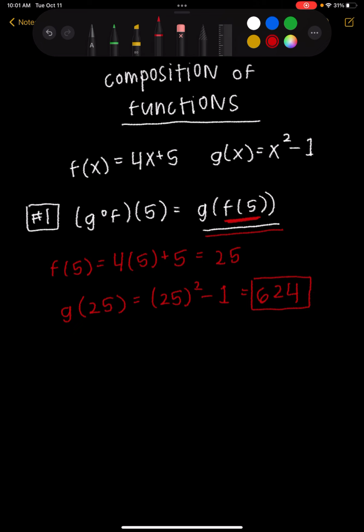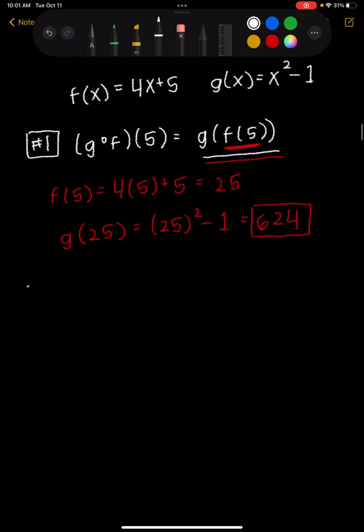These are all two-step problems, so you have to start from the inside, do the first equation, then plug it into the outside equation. So let's go through another example. Sorry, I switched to red. Let's go back to white.